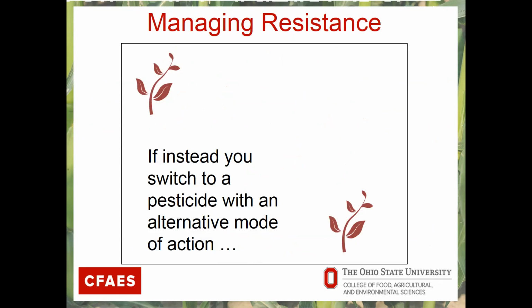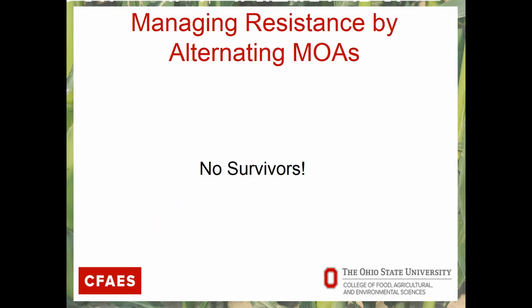Versus, a way to manage resistance when using chemical controls is to avoid using the same chemical class repeatedly. If you had previously switched to an alternative chemistry with an alternative mode of action, you would manage this pest and have no survivors. The goal of resistance management with a pesticide is to leave no survivors to develop resistance.